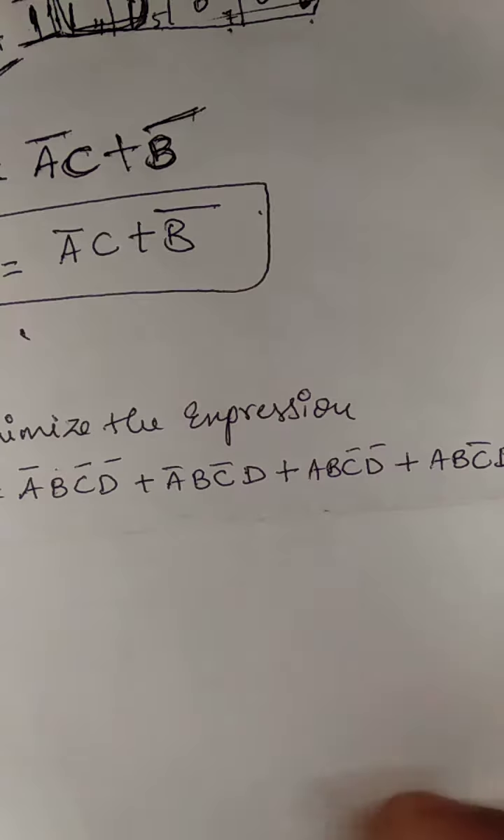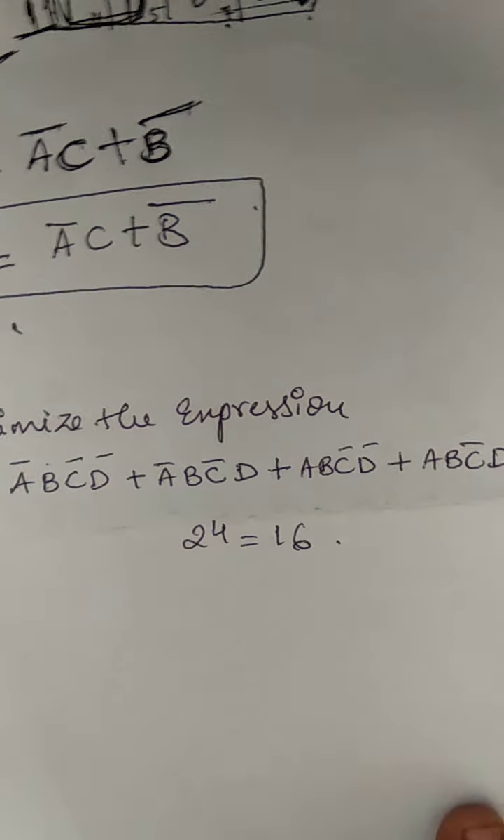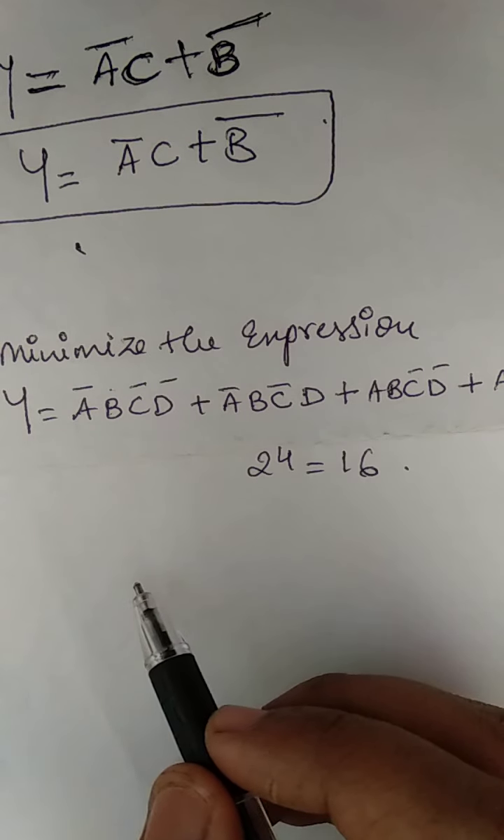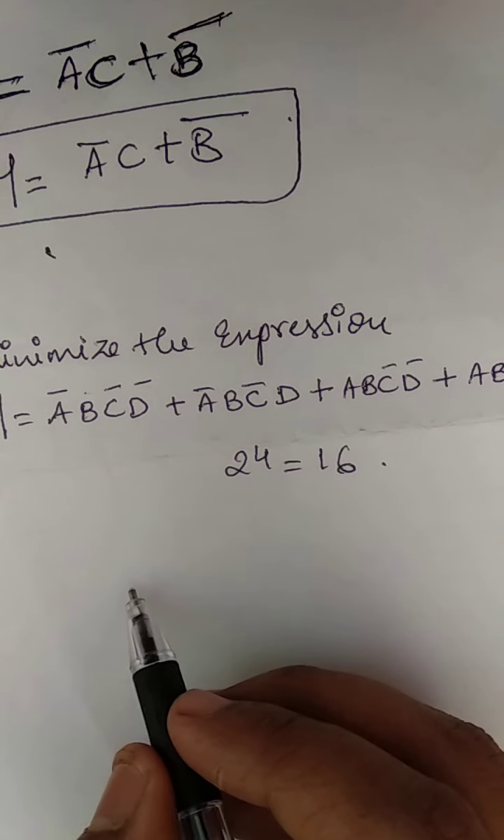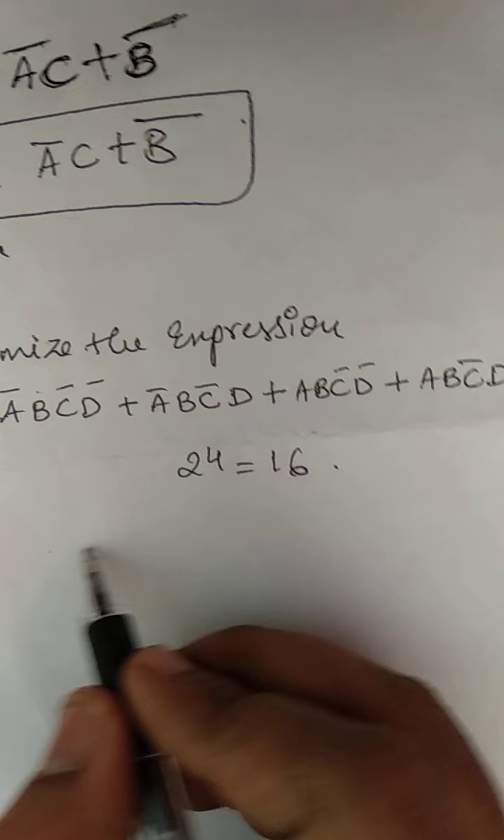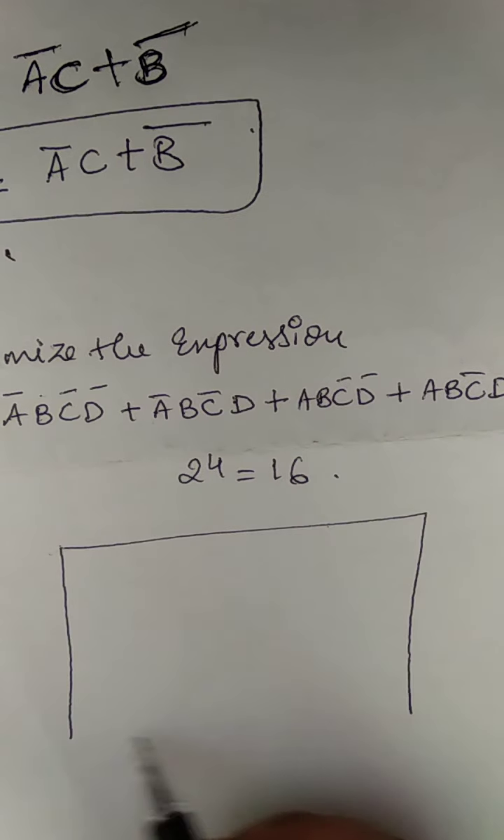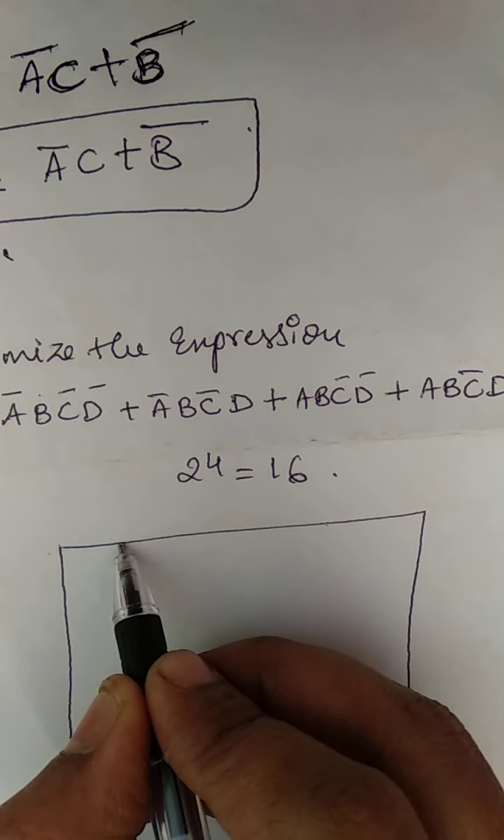It is 2 raised to 4, it means 16 cells. Okay. So you just plot the K-map. Otherwise, I'll solve this example. The next example I'll give as homework. So as I said, this is a 4 variable, it means 16 cells.